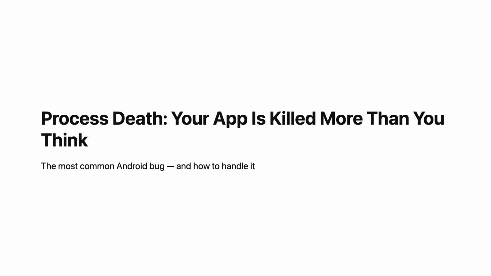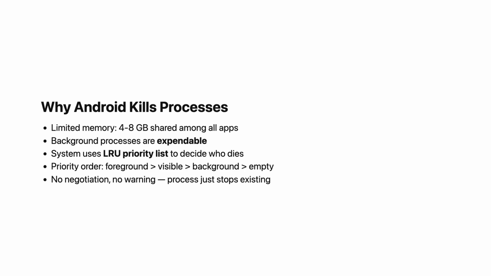Android is an operating system designed for devices with limited memory. It runs on phones with 4, 6, maybe 8 gigabytes of RAM, and users keep lots of apps in their recents list. If every app kept its process running indefinitely, the system would run out of memory fast. So Android makes a pragmatic decision. Background processes are expendable. When the system needs memory, it kills background processes to free up RAM. There is no negotiation, there is no warning, your process just stops existing.